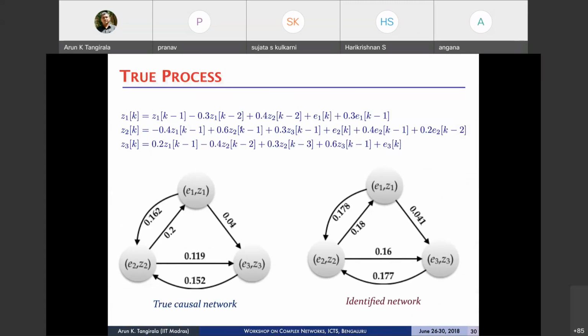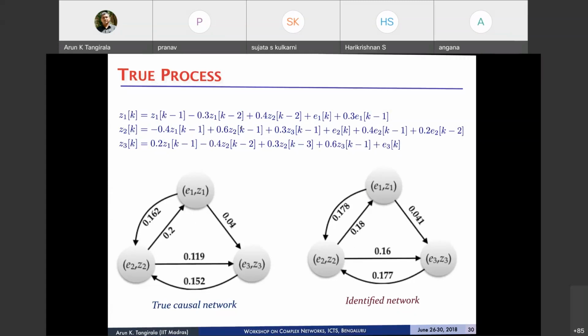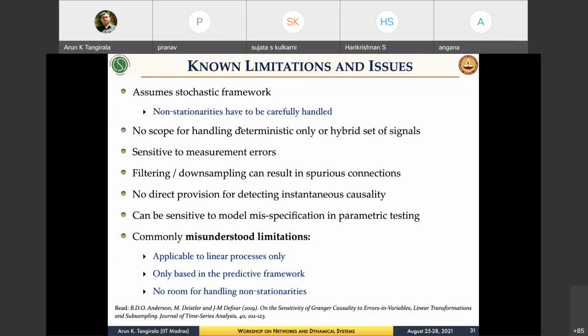This is the data generating process for you in case you want to simulate. All E1, E2, E3 are Gaussian white noise processes with mean 0 and variance. Okay, so hopefully you got a picture of how things are implemented. Now, as I told you earlier, Granger causality has its own limitations. And there are a number of limitations I've listed here.